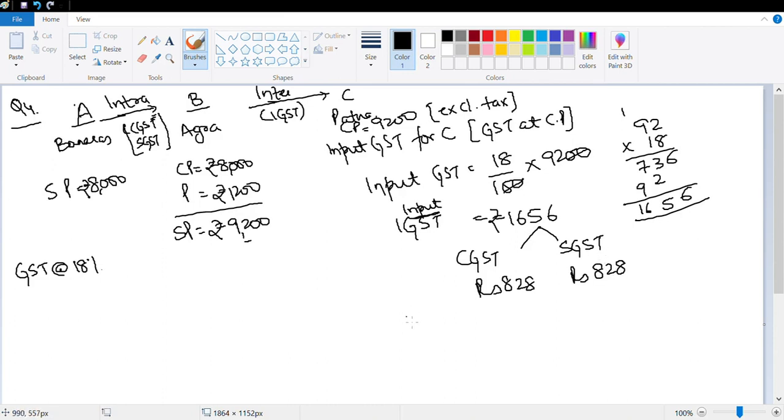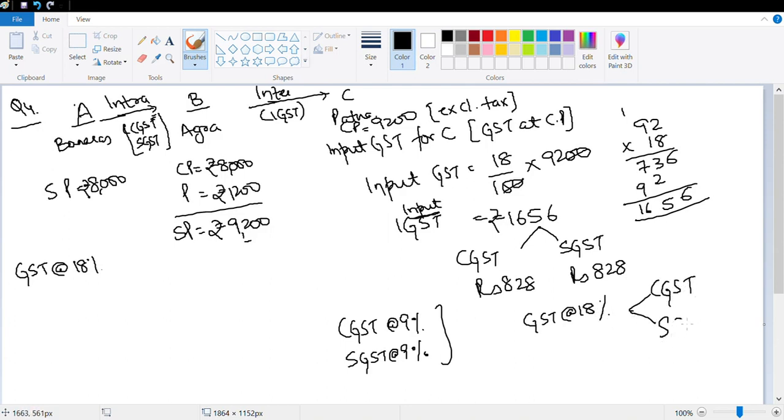You have two options possible. Option 1, you calculate CGST at 9% and SGST at 9%, or you have the option of calculating GST at 18% and then dividing it into CGST and SGST. Your choice, whichever method you use. In this question I've used this method, which is I calculated GST and then divided it. I repeat, this question is for inter. We will not have questions of inter in board this year. That's about it. So let's look at the next part of the question.